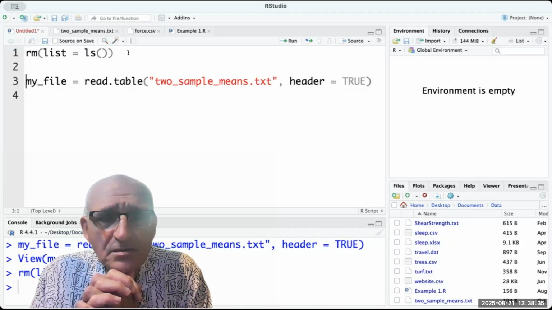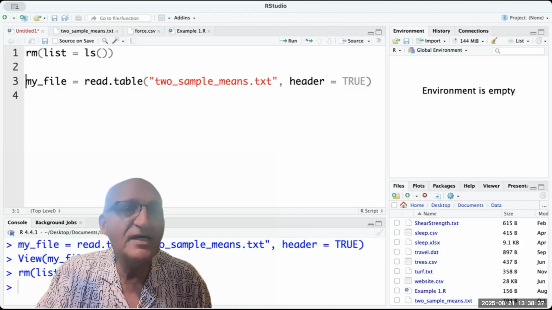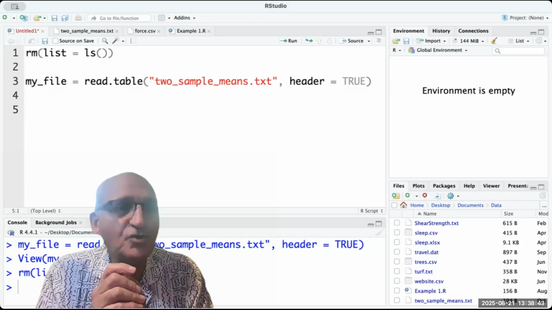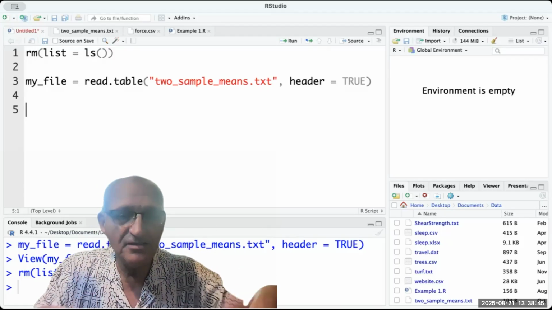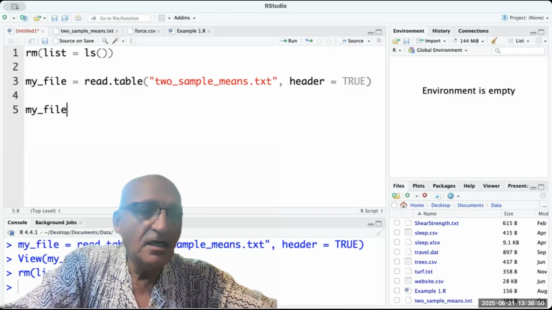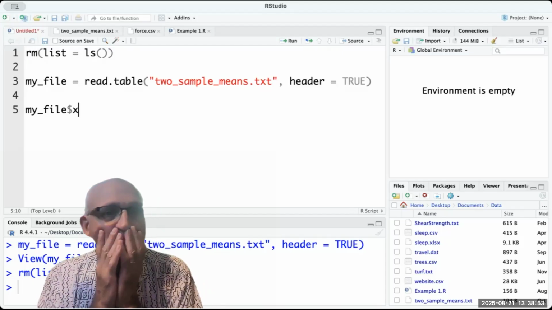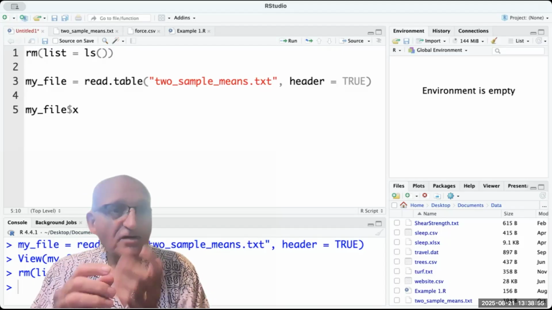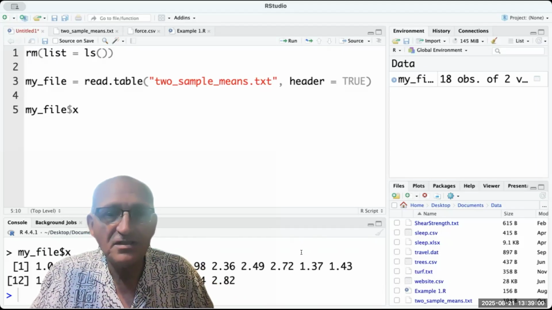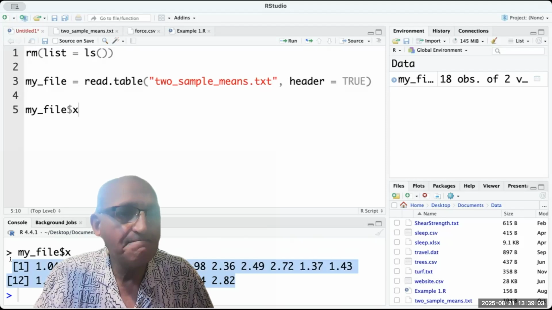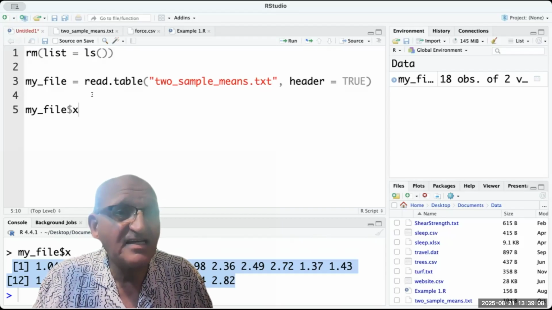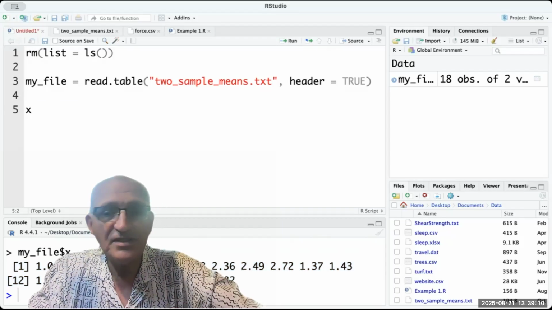Now, if I want to refer to a variable x, for example, not the only way, but the way I can use it now is to say myfile$x. Okay, so if I run this, you see, I see the x values. They are printed out for me. But if I say just x, what would happen?